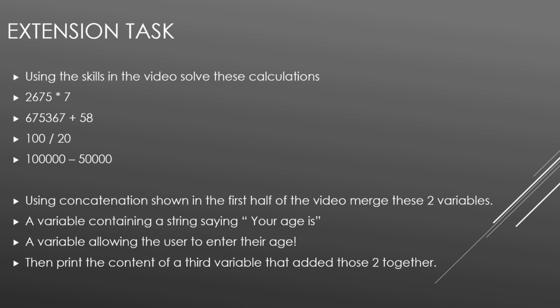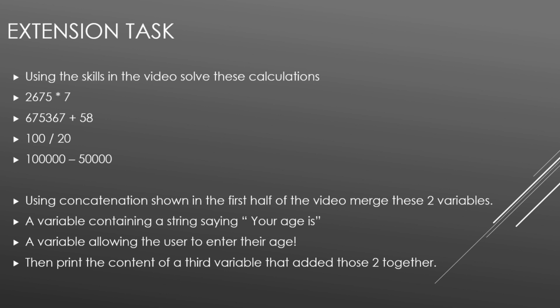The second part of the task is, using concatenation shown in the first half of the video, merge these two variables. What I want you to do is create a variable that contains a string, a little bit of text, saying your age is. And then I want you to create a variable allowing the user to enter your age. Just like we did in the main video for the lesson, allowing users to input and then storing that input inside a variable, I want you to do the same thing. And then I want you to print the content of a third variable that added those two variables together.